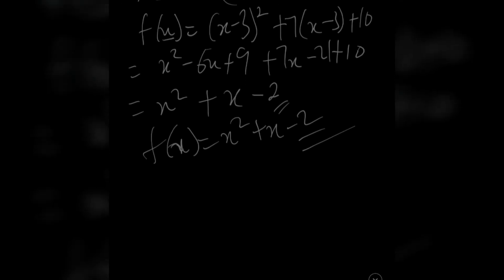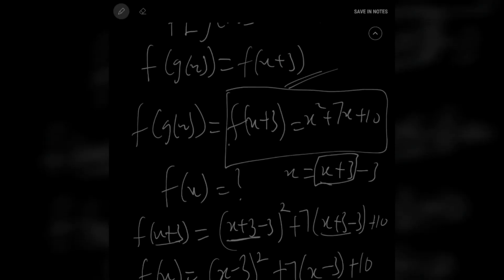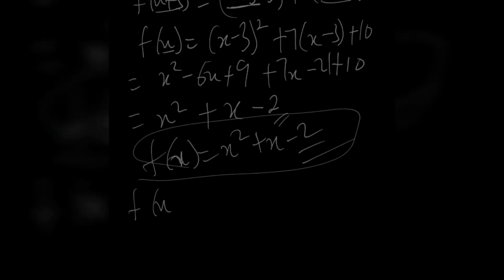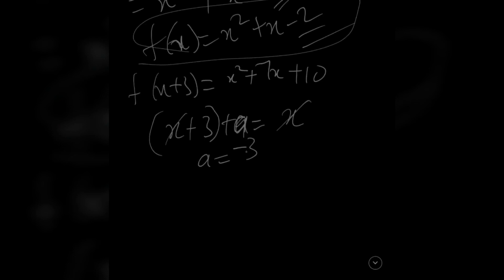Now, another way you can go about finding f of x is this. We know that f of x plus 3 is x squared plus 7x plus 10. We want to find f of x. Another way is finding either a variable or a number or an expression which, when we add to x plus 3, we will get x. That number is represented by a. So we want a number which, when added to the whole of x plus 3, will give us x. So they cancel out, then we get a to be minus 3.